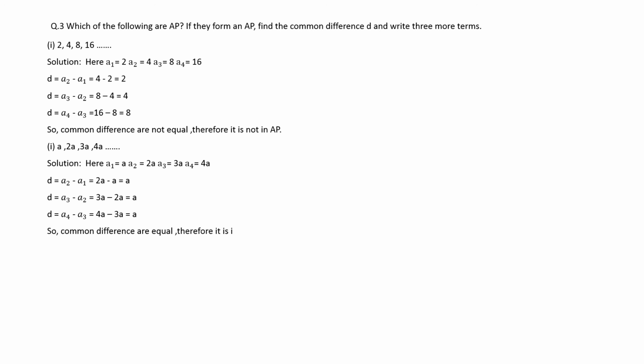So the next three terms can be obtained by simply adding. Here the common difference is always fixed, so we will keep on adding the fixed number to the next term, like a plus a is 2a, 2a plus a is 3a, 3a plus a is 4a. After this we will again add a, so it will become 5a. Again we add a, then it will become 6a, and then we add a, it will become 7a. Okay students.